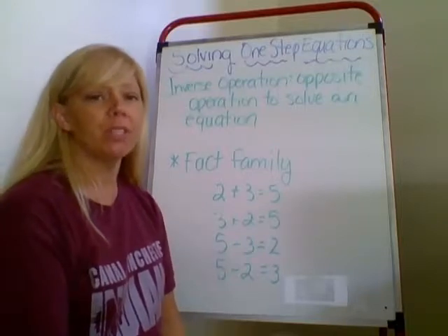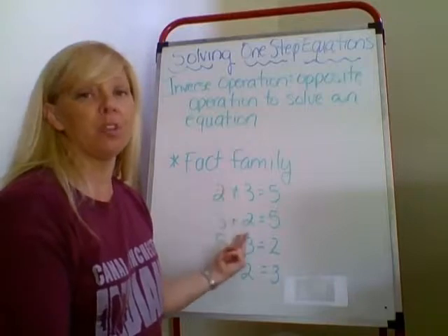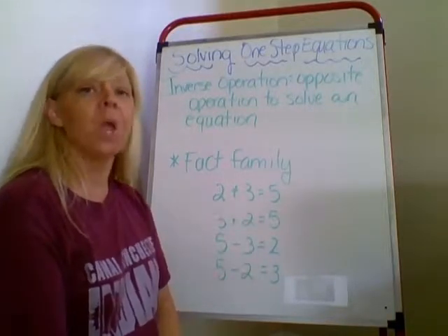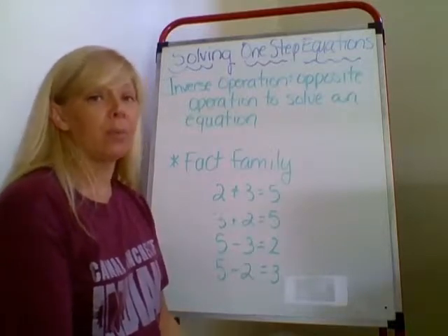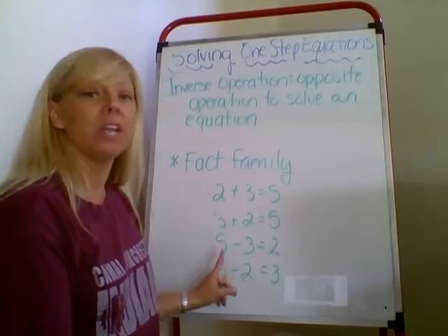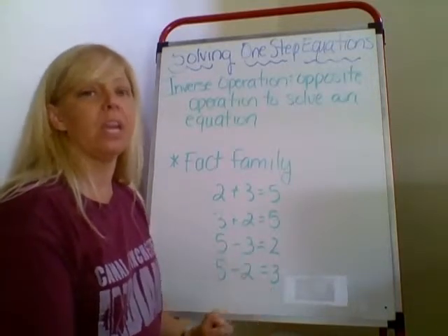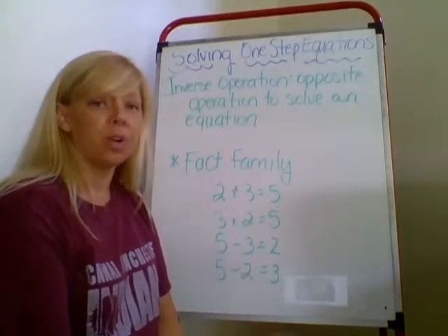If I have 2 plus 3 equals 5, I can use the commutative property and flip-flop the 2 and the 3 and still make 5. Or I can use the opposite operation, or the inverse operation, to also solve this equation. So 5 minus 3 is 2 and 5 minus 2 is 3. So I can rewrite these in different forms to solve an equation.